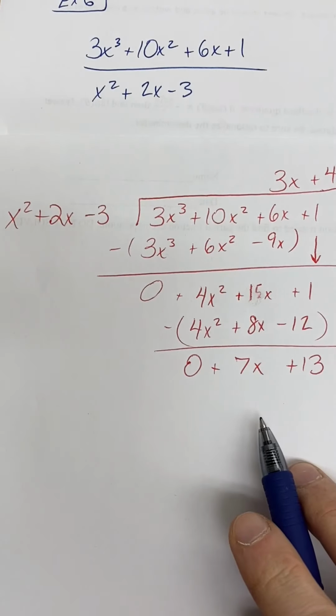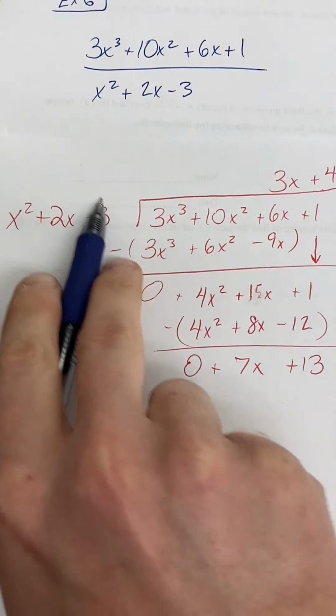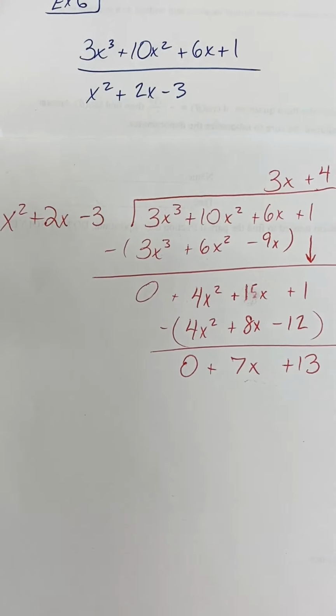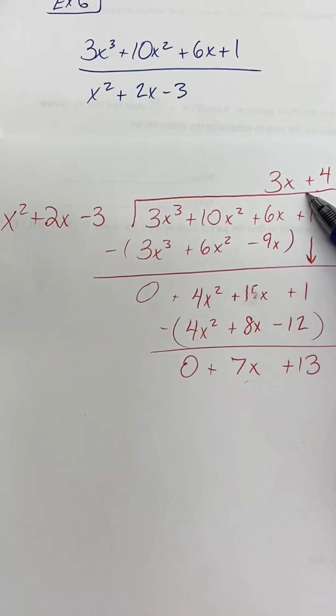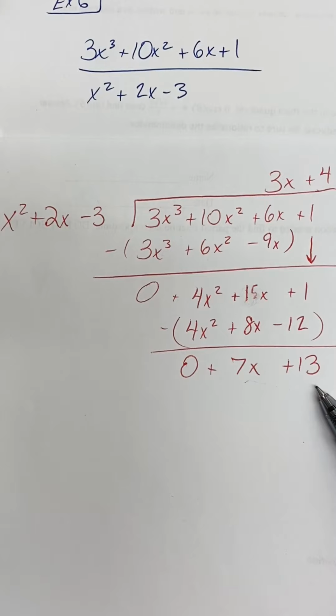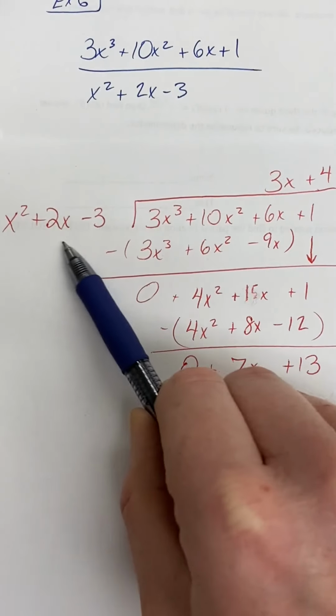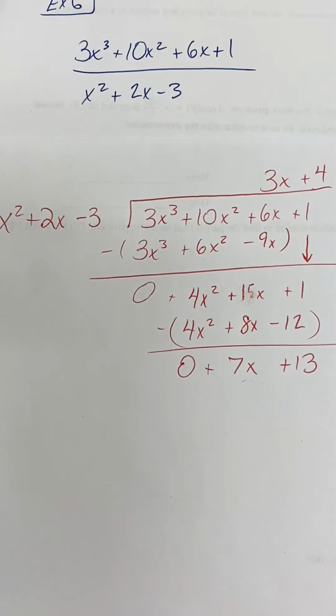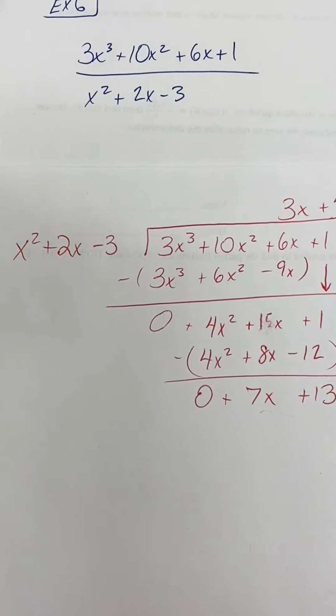So anyway, we end up with this whole number part, 3x plus 4. And we have a remainder. The remainder always goes over top of the divisor. I botched that, I'm sorry. 3x plus 4 is our whole number part. And 7x plus 13 is the remainder that's going to go over top of x squared plus 2x minus 3. There we go. So hopefully you got through enough of that to not send me too many emails about it being wrong.